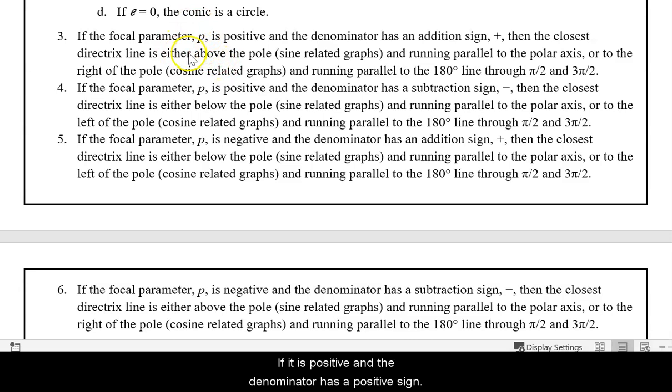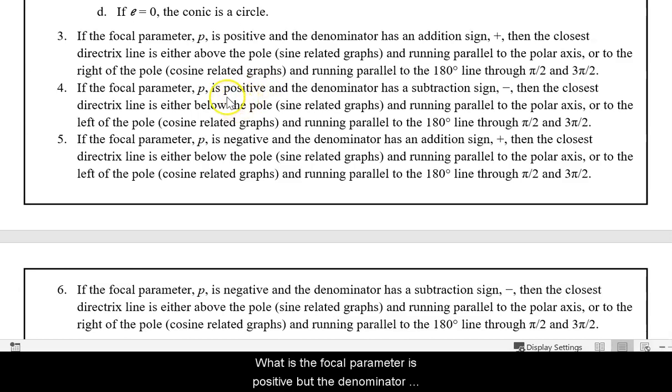If it is positive and the denominator has a positive sign, then the directrix line will have a relationship to the pole in the positive directions, above or to the right. Above, if it is a sine-related graph, meaning that it's vertically oriented, or to the right, if it is a cosine-related graph, meaning that it is horizontally oriented.